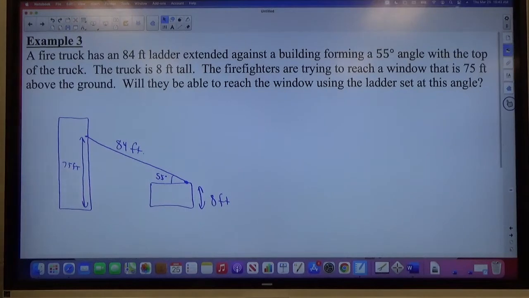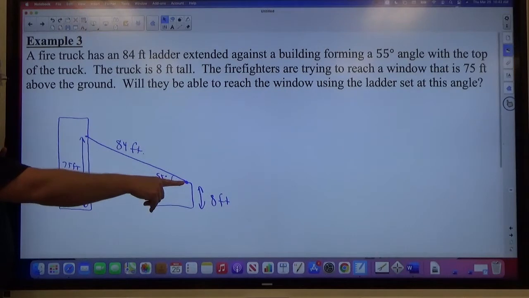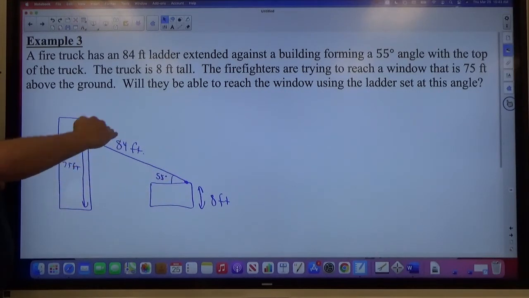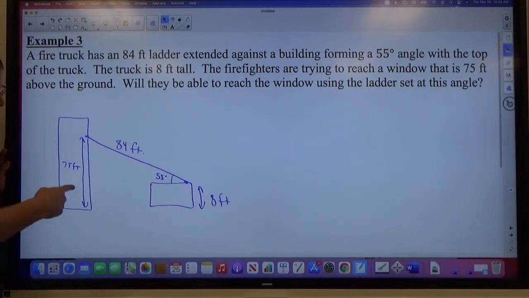So if I'm looking at this picture here, that's what they described to me. We've got an 8-foot tall fire truck. The ladder's on the top of the truck, forming a 55-degree angle with the top of the truck. It's extending up to this window, maybe, because they're asking if we can actually reach this window or not. That's 75 feet above the ground. That's what's going on in this problem, based on what we see.